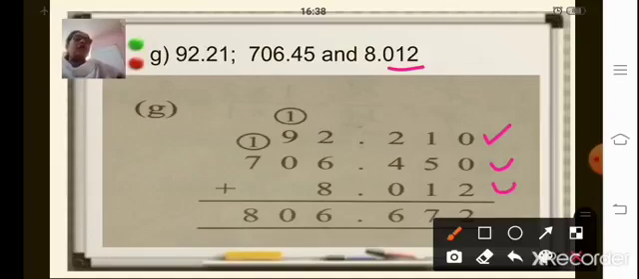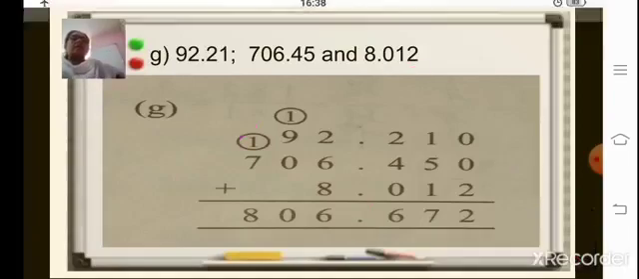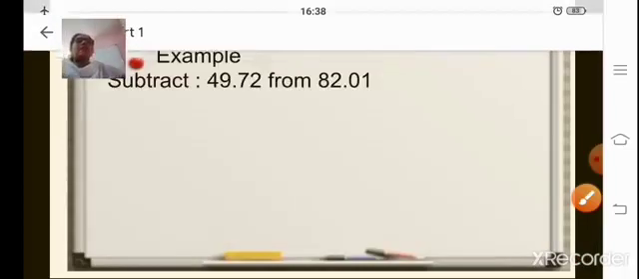And the last number is 8.012. Add all the three numbers. 2, 7 and 4 plus 2 is 6. Put the decimal point in the correct place. Then 2 plus 6 is 8. 8 plus 8 is 16. 1 carry over. Then 9 plus 1 is 10. 1 is carried over here. And 7 plus 1 is 8. So your final answer is 806.672.